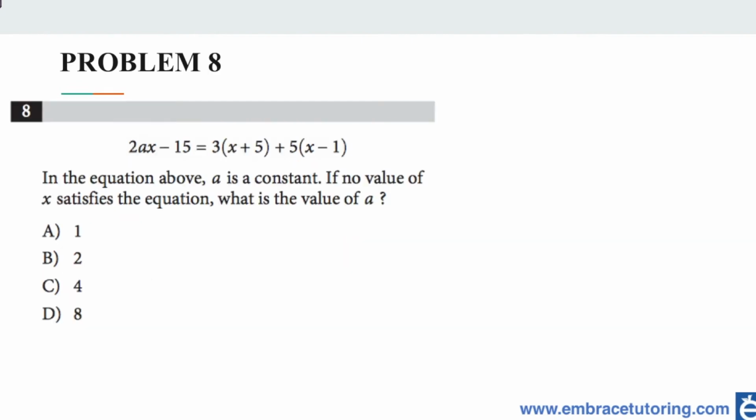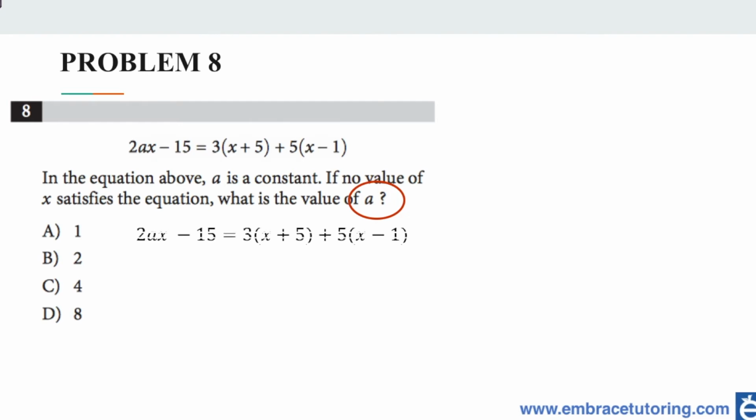Question 8 says 2ax minus 15 equals 3 times x plus 5 plus 5 times x minus 1. Now, it says in the equation above, a is a constant. If no value of x satisfies the equation, what is the value of a? And my key takeaway here is if no value of x satisfies the equation.